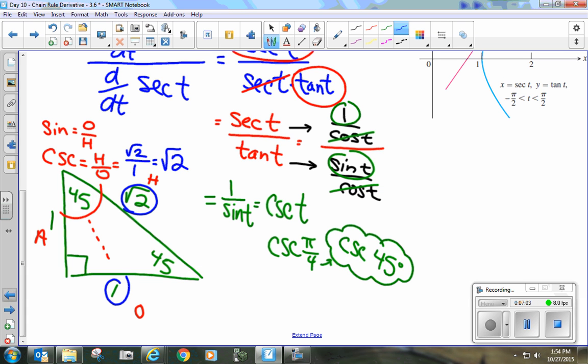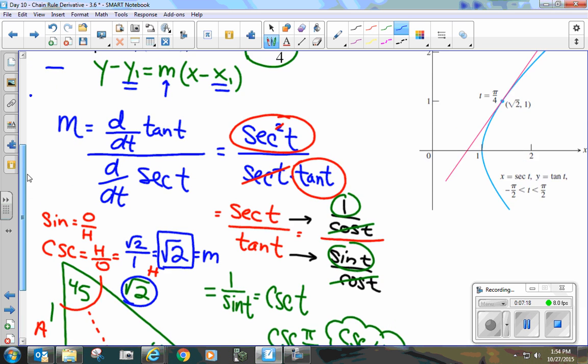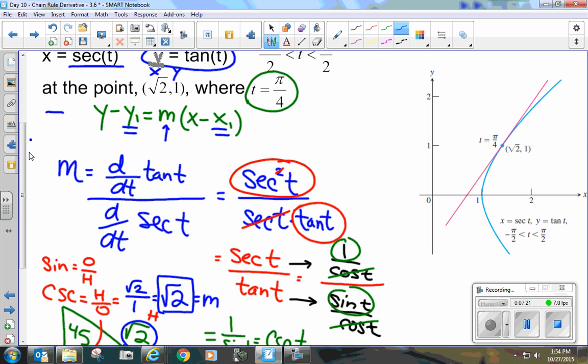This is the derivative, which is also known as a slope, which also, for our purpose, is the m value. All right? This is our m value. So, after we did all that nice, fine work, our m value is radical 2 times x minus our x value, radical 2, and that equals y minus my y value, which is 1.